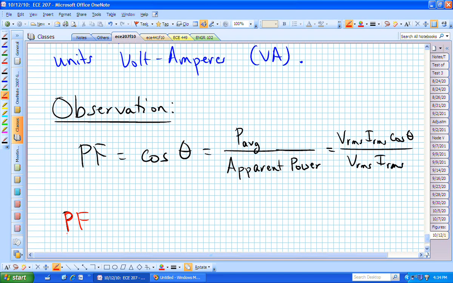Depending on what you're given, you might be able to find this power factor many different ways. If somebody gives you the real power or the average power of a load, and then they say the apparent power is 10 volt amperes, and that the average power was 8 watts, you now know what your power factor is. It's the ratio of that 8 watts to the apparent power, which was 10 volt amperes. Your power factor now is 0.8. The power factor is the ratio of the real power to the apparent power.